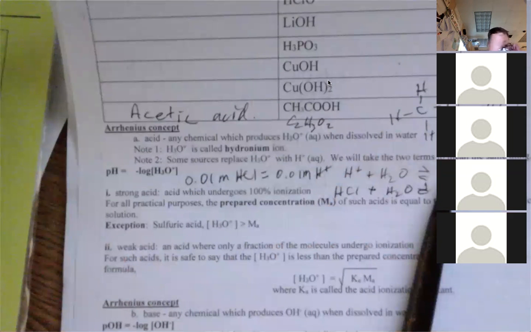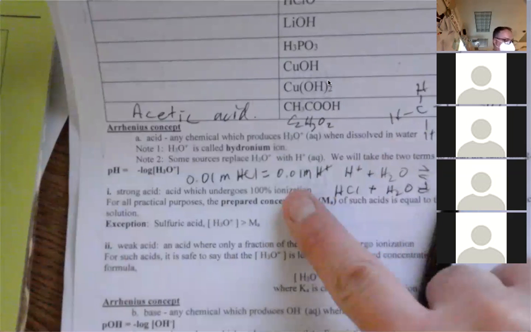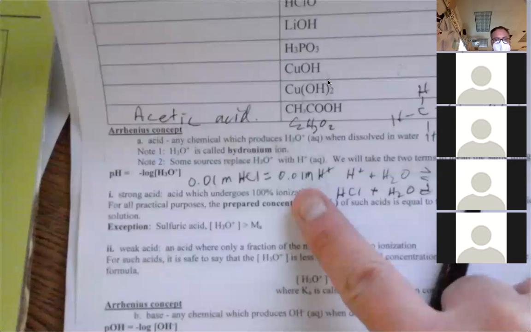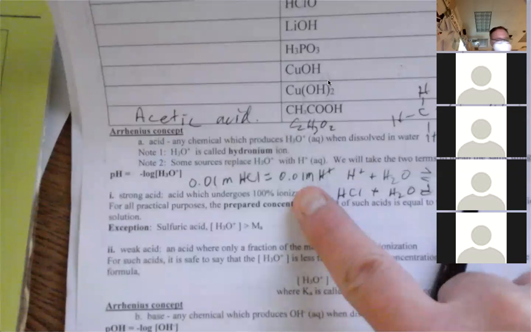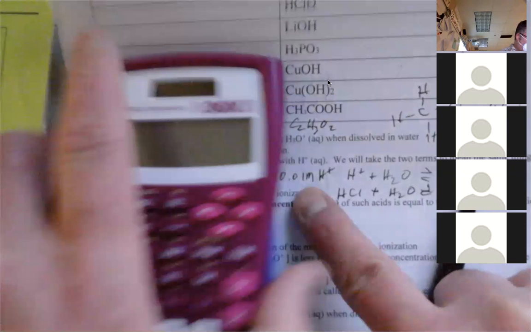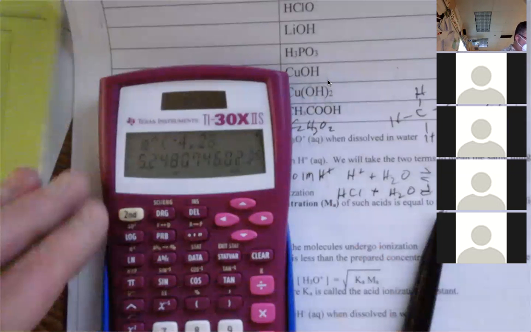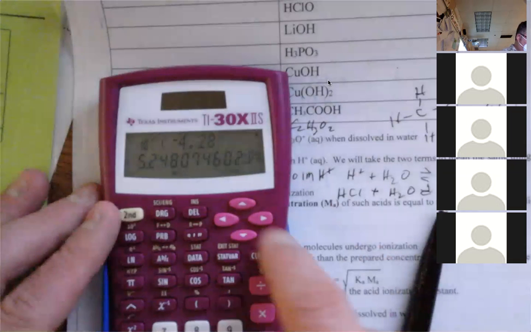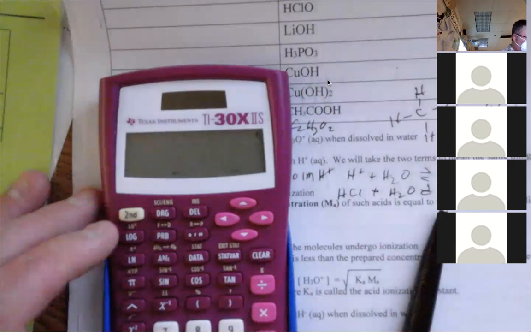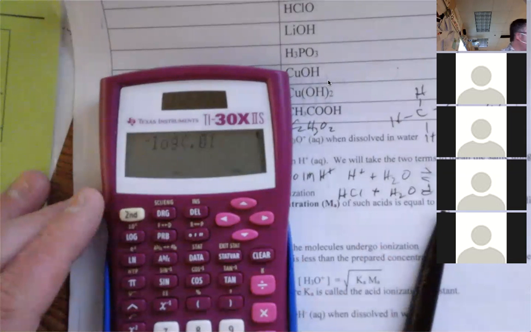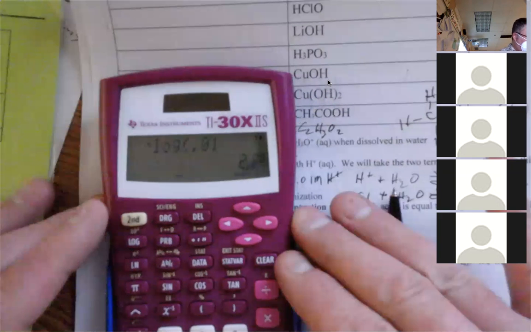Do you guys know your logs? 1 times 10 to the negative second. Or you could sit here and go, who was that, Noah? Is that you saying it? Good job. So if we take a look here, clear, negative log, 0.01, boom. Nope, close. Did I do that right?